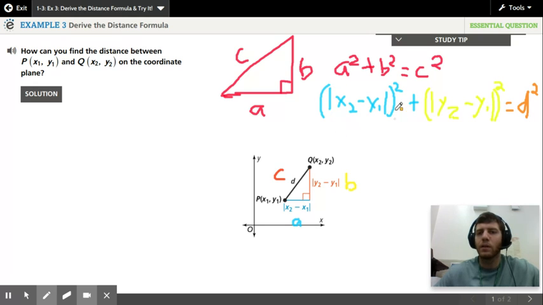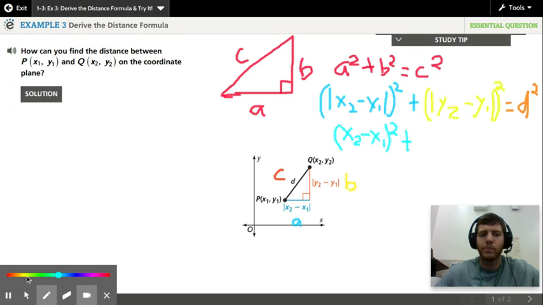And when you square something, you're going to get a positive. So having absolute value and then the square is redundant. So we don't need to include that. We can just simply do x2 minus x1 squared, because when we square it, it's going to become positive anyway. So we don't really need to include those absolute value signs anymore. So we can do y2 minus y1 as well, because it's going to be positive when you square it anyway, so we don't need the absolute values. And then we have d squared.